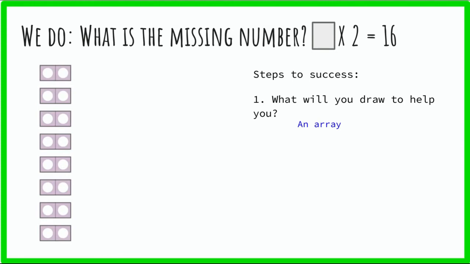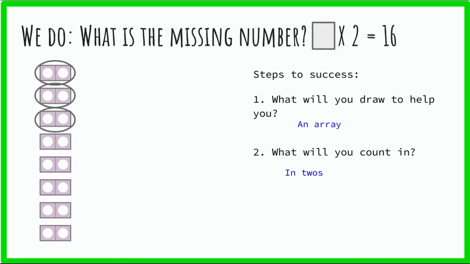So here's the array. So I've counted in twos until I got to 16. What were you counting? Talk to an adult or a sibling and pause the video. That's right, you're counting in twos. So we've got 1, 2, 3 groups of 2, 4 groups of 2, 5 groups of 2, 6 groups of 2, 7 groups of 2, 8 groups of 2.